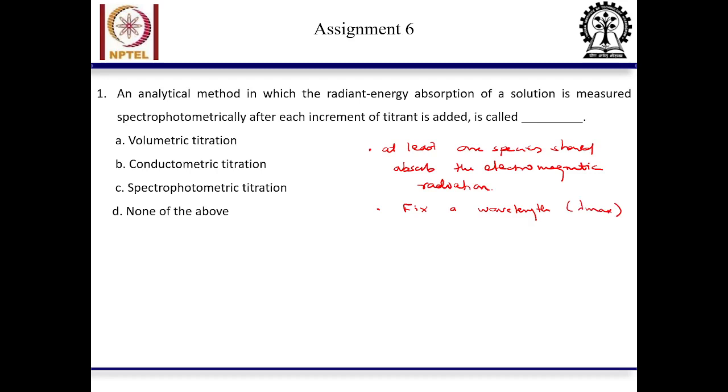Suppose I am taking one example. We have copper 2 plus and we are titrating with EDTA in ammonia. The species which is formed is the copper ammonia complex.